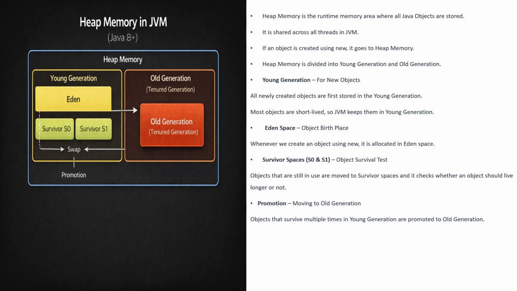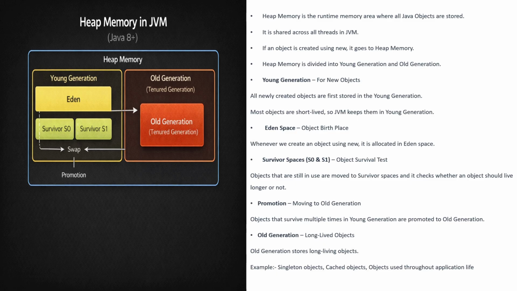So promotion is nothing but moving to old generation. Objects that survive multiple times in young generation are promoted to old generation. You can see here the objects which are created in Eden space and that survived for a longer time are getting promoted to older generation. So from younger generation, objects are getting moved to old generation.